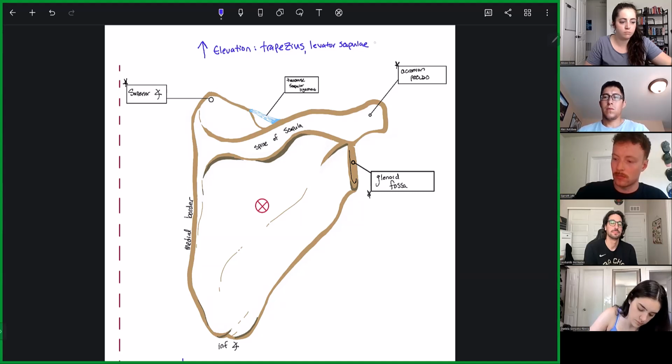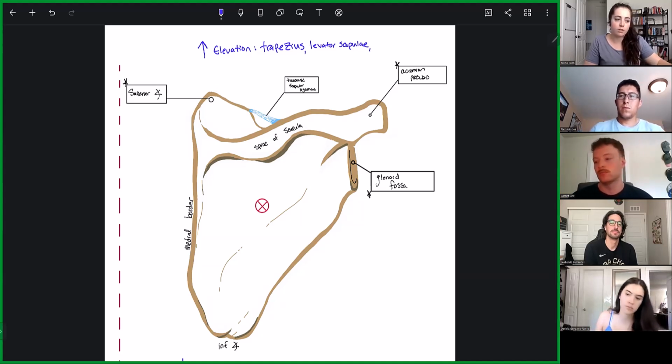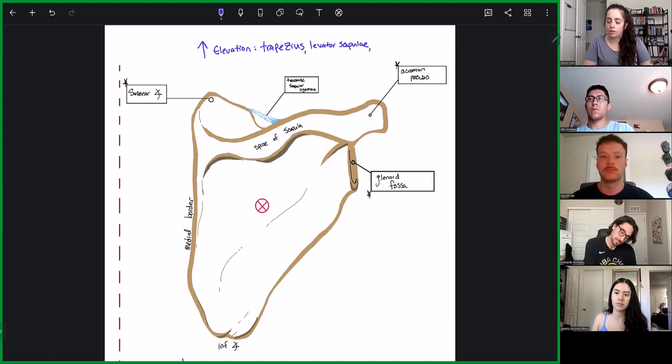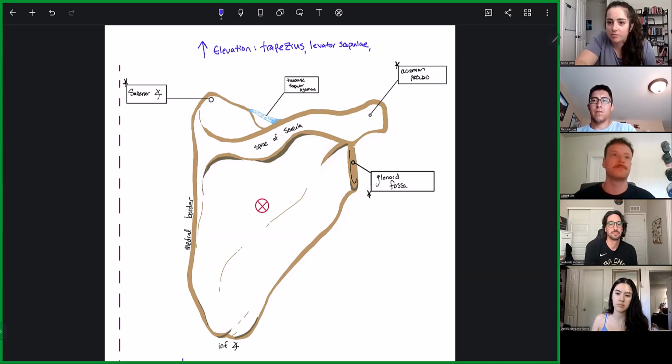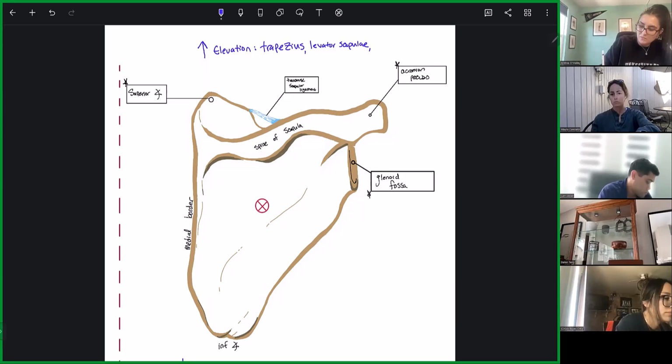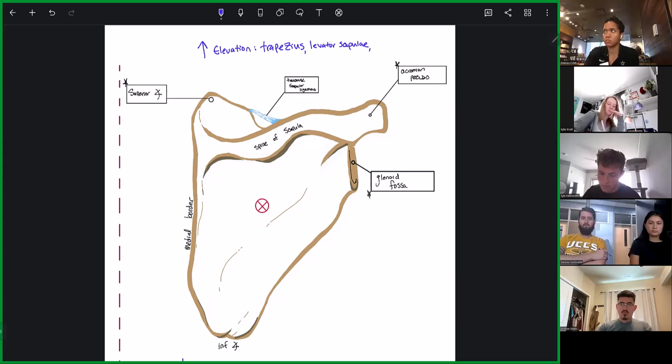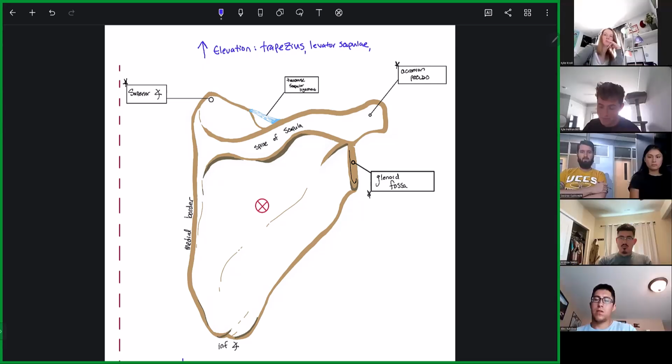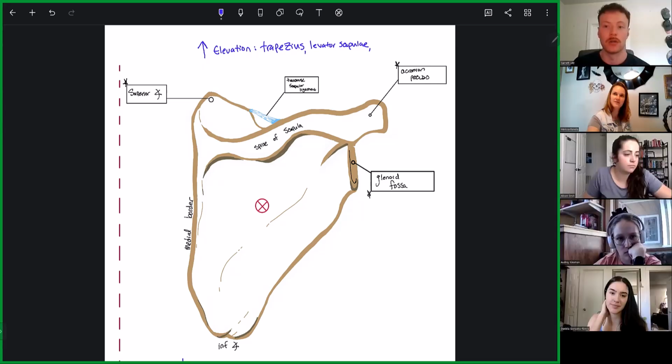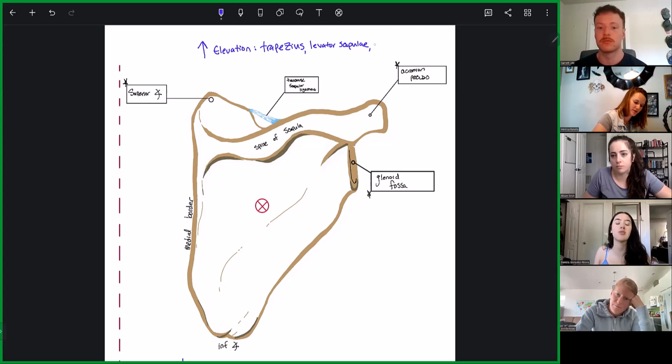And then Allison, can you name my last muscle that would help elevate my scapula? I'm not sure. I might have to phone a friend. Okay. Daniela, could you tell me? I think I'm going to have to phone a friend as well. Garrett, you got it? Rhomboids. Perfect.